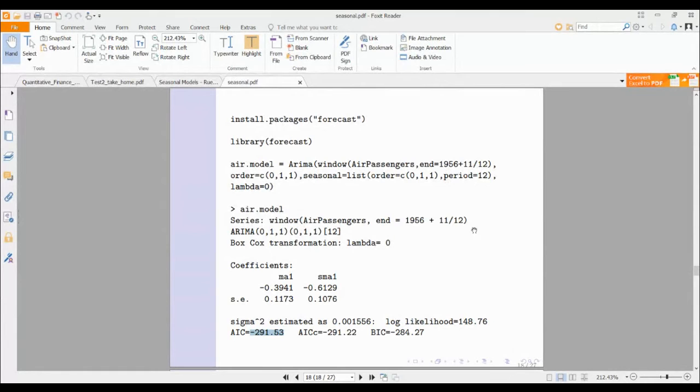Ours was less than 200? No. Ours was, so for our MA model, it was like 1600. And for our AR model, it's like 1400, both in the positives. So clearly, this model is better, right? Just from looking at this.